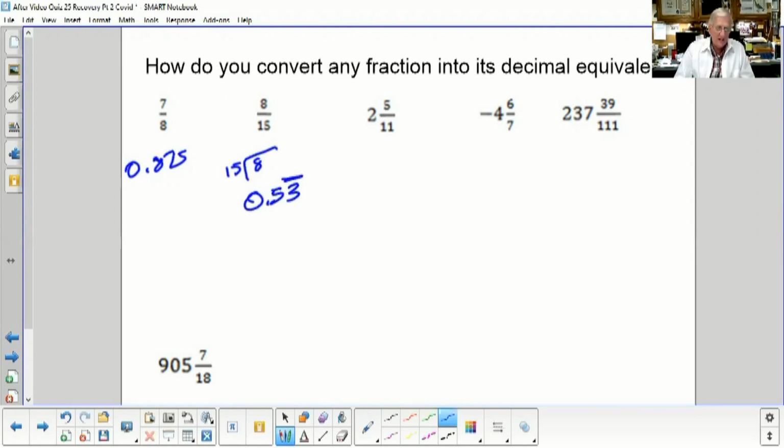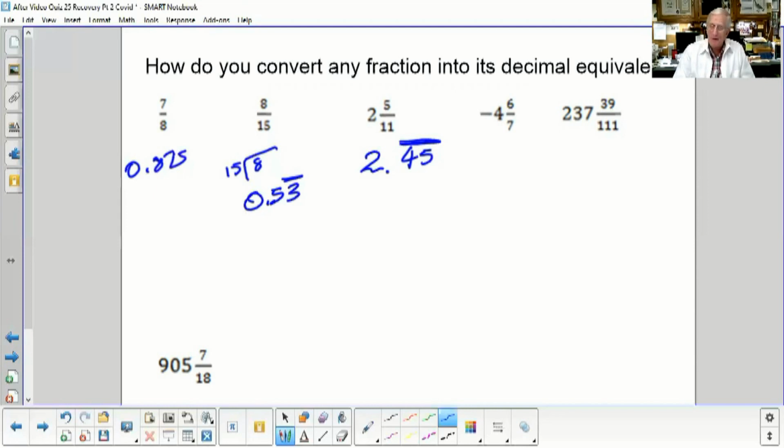2 and 15/11. Well, just remember you can put the 2 down there, right? Not 15/11, 5/11, sorry. Now you divide 5 by 11. So take 5 divided by 11. And when you do, you get 4, 5, 4, 5, 4, 5, 4, 5 forever. So it's 0.45 bar, okay?